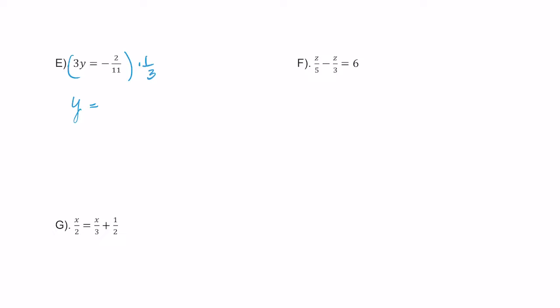And then again, we're multiplying fractions. You just multiply straight across. So -2 times 1 is -2. And 11 times 3 is 33. And you can't reduce that anymore, so your final answer is just -2 over 33.